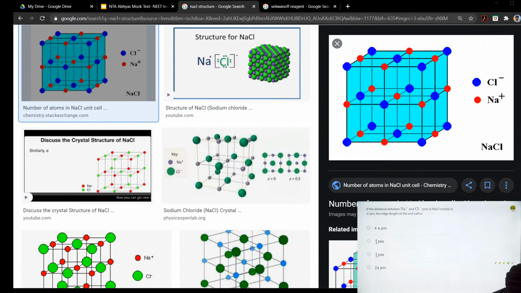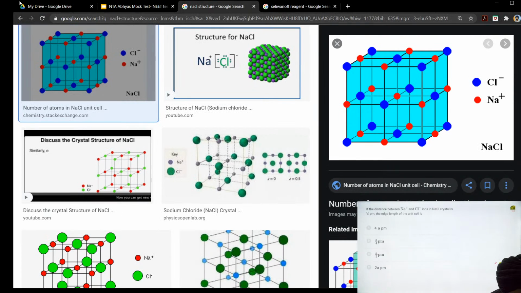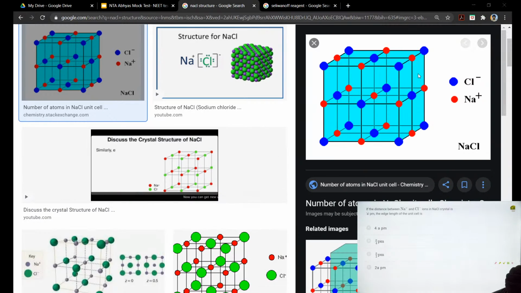What is happening? Wait. Where did this go? Hold on people, my laptop is acting a little weird. Just a second. Till then, look at the structure, you will get the answer. Now it should be visible.